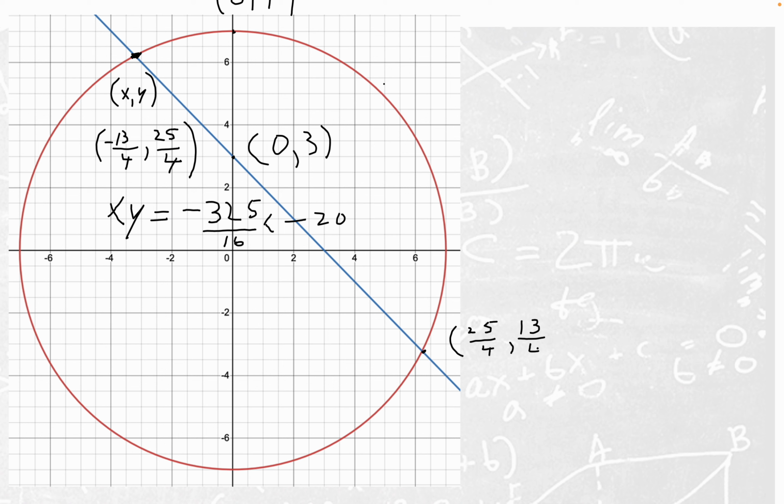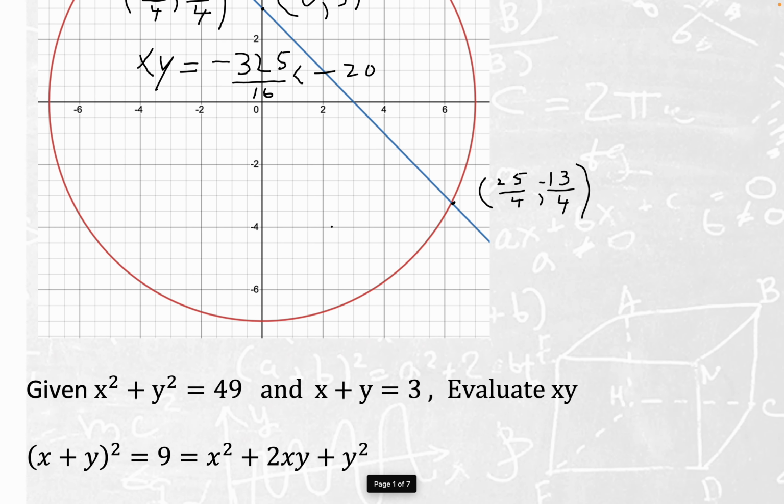Again, with the very same estimate, we get an estimate that's somewhere around -20. Now let's go down and check out the math here.